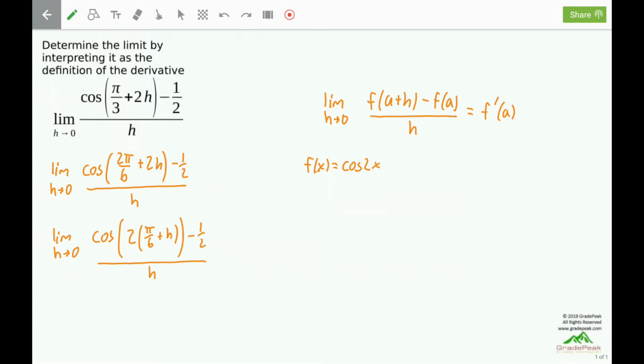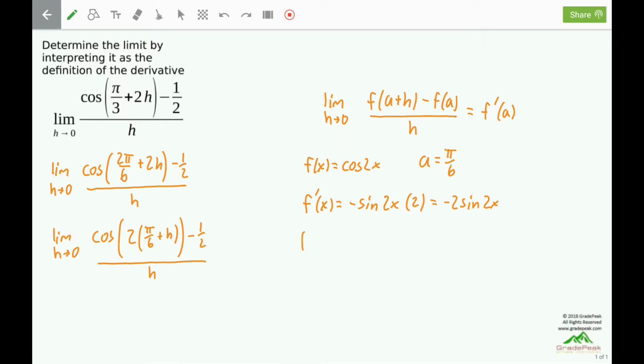The other thing we need to determine is a, and a is whatever is added to h in the a plus h form. So if we go down here and look, there's our a. Our a is pi over 6. So what we can do here is take the derivative of f of x, f prime of x. The derivative of cosine is negative sine. Leave the inside alone, but then multiply by the derivative of the inside to complete the chain rule. Make sure you do that there. That 2 moves to the front, and we have negative 2 sine of 2x.